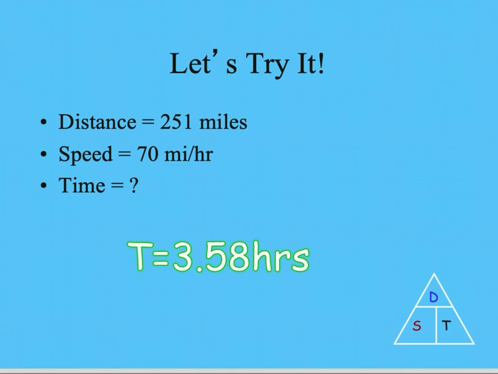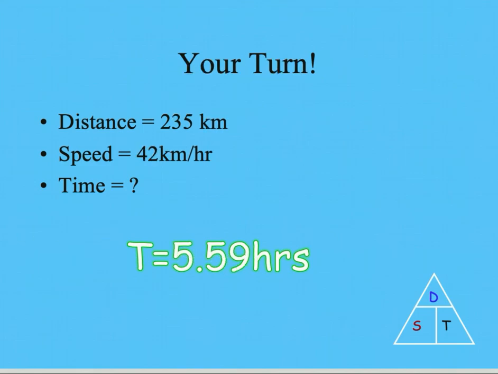Here we have 251 miles, and we went 70 miles per hour. So if we divide those, because again, you're looking for time, divide distance and speed, it gives you another really long decimal. But if we round those, we can get 58, and really I would probably say 59 hundredths. All right.